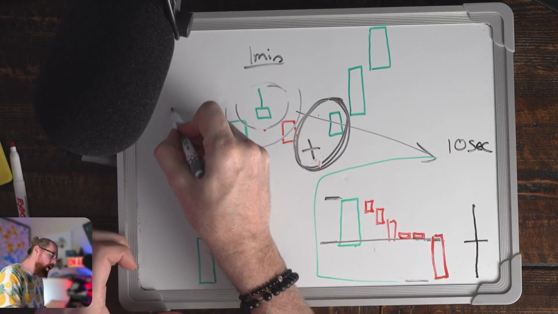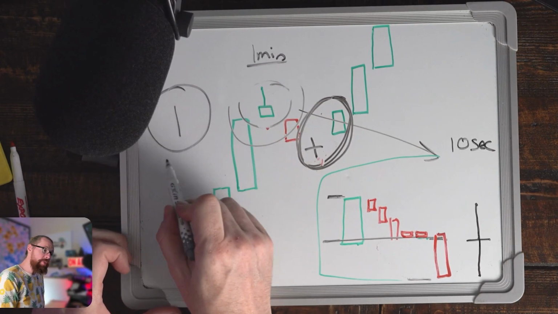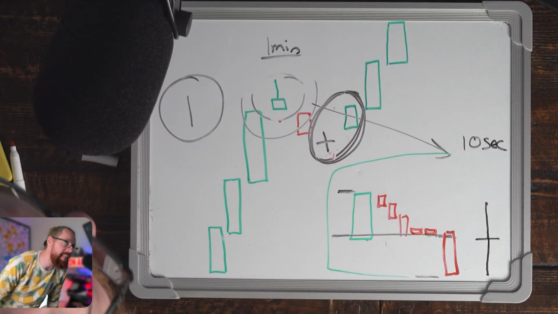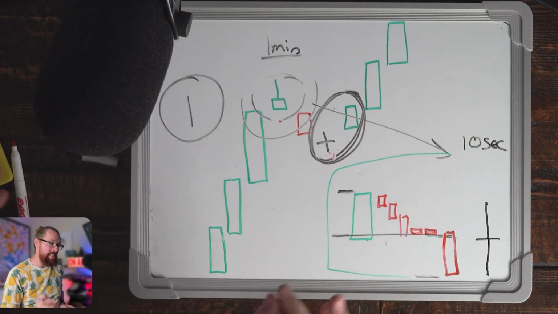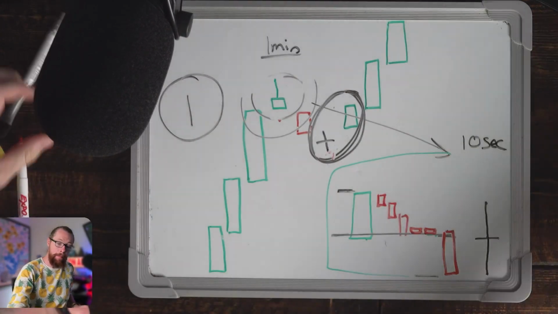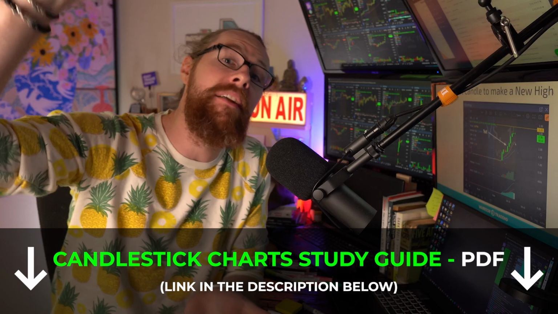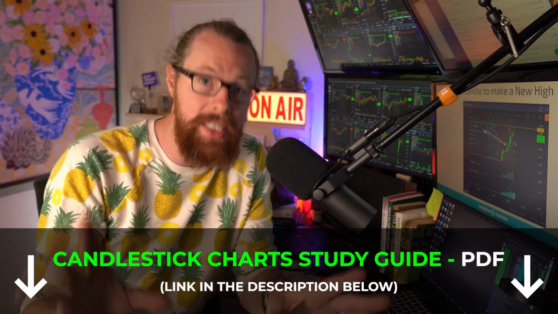So this is just one pattern. This is one of the first patterns that I teach in my classes, because this pullback pattern, for me, is one of the simplest to see, the simplest to visualize, and one of my favorites, but it is not by any means the only pattern that I trade. So I have a PDF link that you guys can download. It's a 112-page PDF of my favorite chart patterns. This is a chart study guide.